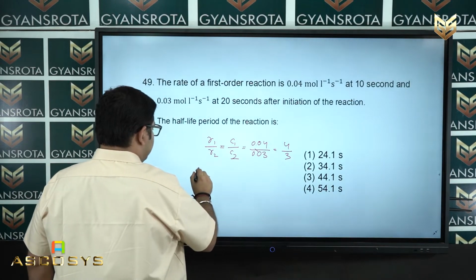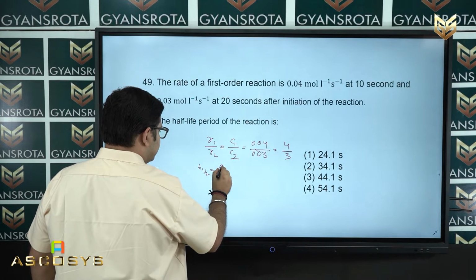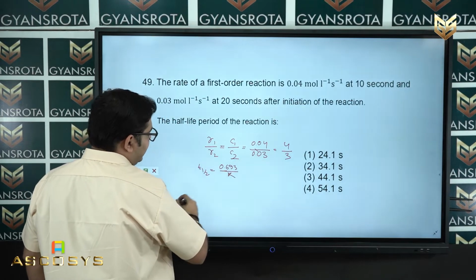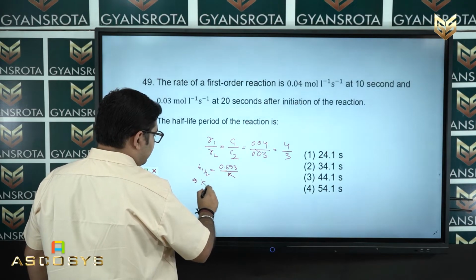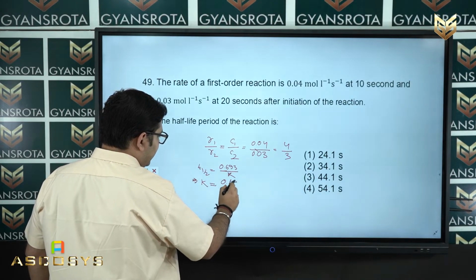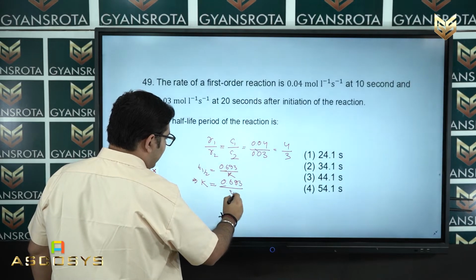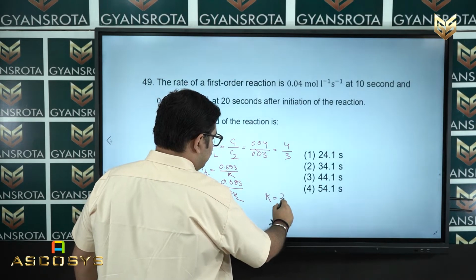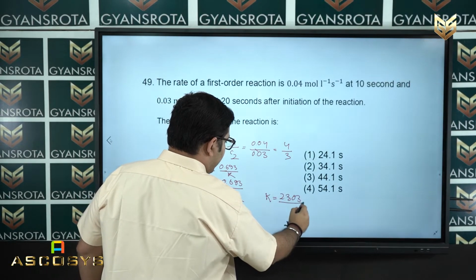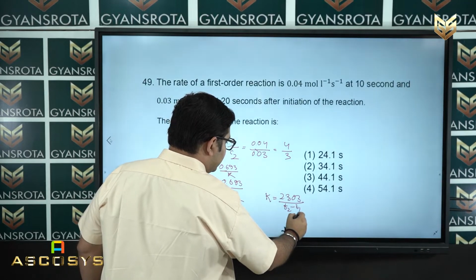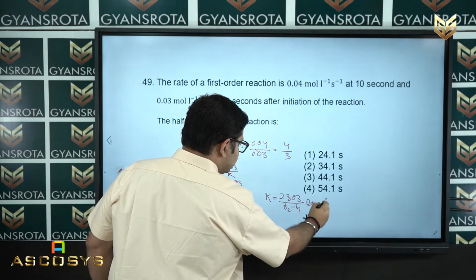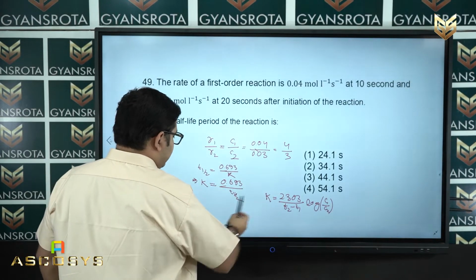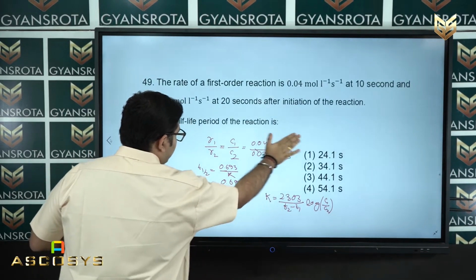Now, we know that T half is equal to 0.693 by K. If I take K on that side, it will be 0.693 by T half. Now, if you see that K is equal to 2.303 by T2 minus T1 log of C1 by C2. Up to here it is clear, I think, right. So, now I am going to rub this part.